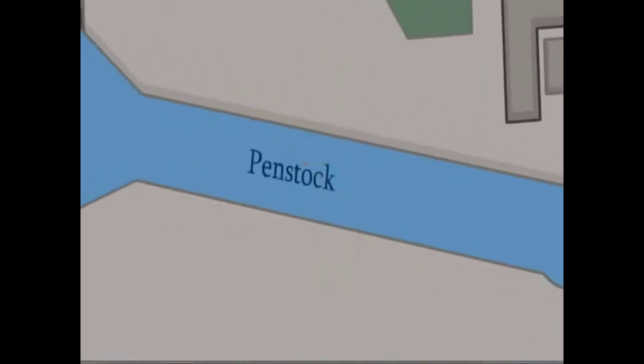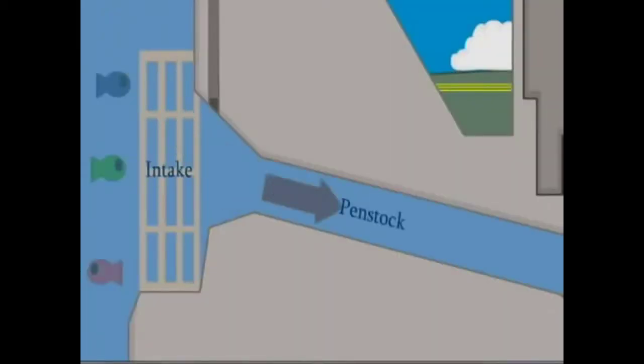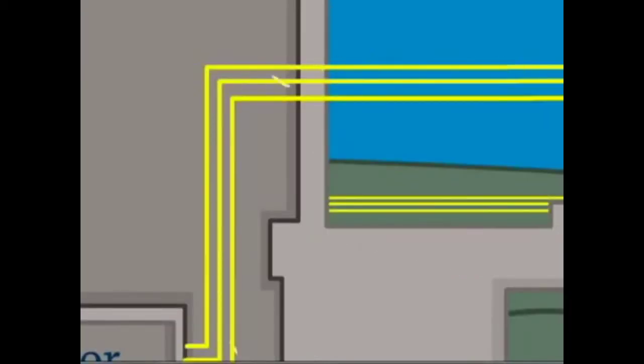Furthermore, the water begins to flow through the penstock. Depending on the amount of drop in elevation will determine how much power will be produced. The reason is that gravity will be pulling the water down, resulting in the water flowing faster through the penstock, which will allow more water to go through the intake and produce more power.